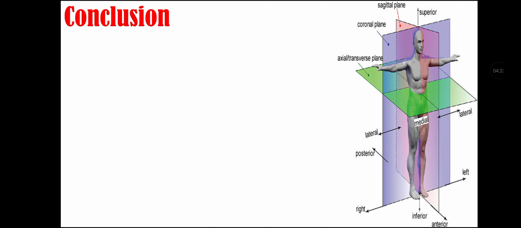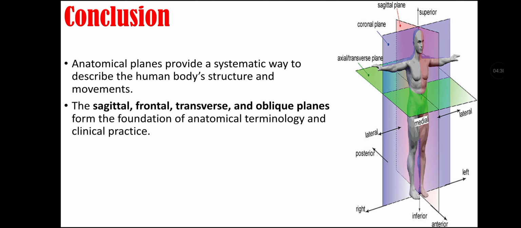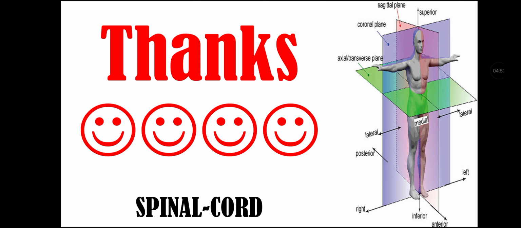Conclusion of this lecture video. Anatomical planes provide a systematic way to describe the human body structure and movement. Sagittal plane, frontal plane, transverse plane, and oblique plane form the foundation of anatomical terminology and clinical practice. Mastery of these concepts is crucial for students, healthcare professionals, and anyone studying human anatomy, as they ensure accuracy in understanding, teaching, and applying anatomical knowledge. And this was all about anatomical planes.